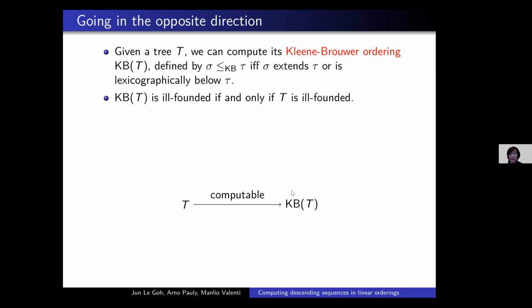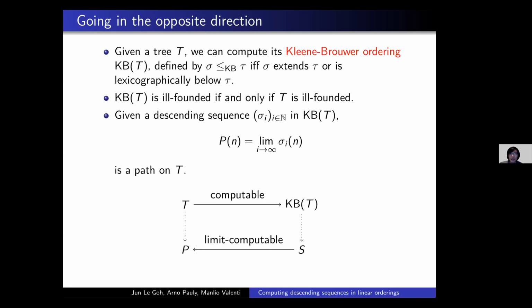Okay. Now, how about going backward? So what happens if we are given, sorry, a descending sequence in the Kleene-Brouwer ordering, how do we get a path on the tree? Given a descending sequence sigma_i in the Kleene-Brouwer ordering, we can take the coordinate-wise limit, and that will give us a path P. Okay, so this limit exists because for each coordinate, finitely many times the path might move to the left, but because we are in the natural numbers at each coordinate, you can only move to the left finitely many times. So this backwards map over here, the map that takes in a descending sequence and gives us a path, that's no longer a computable map. That's a limit computable map now.